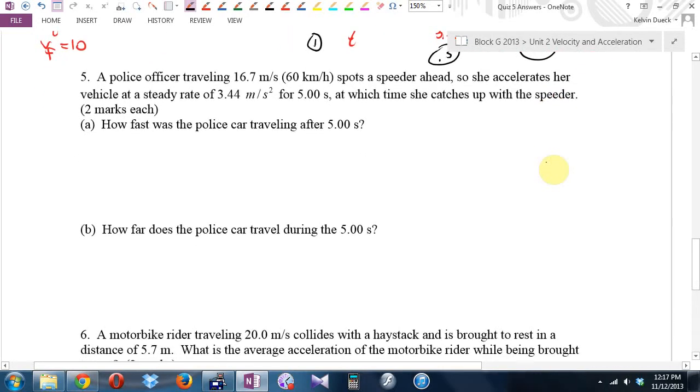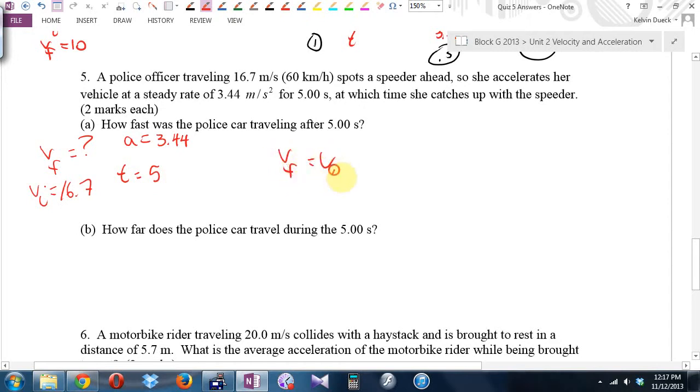Police officer traveling 16.7 meters per second, which is 60 kilometers per hour, spots a speeder ahead, so she accelerates her vehicle at a steady rate of 3.44 meters per second squared for 5 seconds, at which time she catches up with the speeder. How fast was the police car going? Okay. Question mark. I guess V initial is 16.7. A equals 3.44. T equals 5. Oh, this is plug and chug.